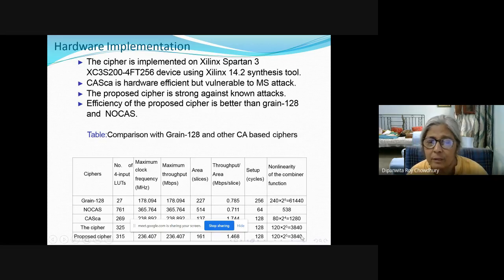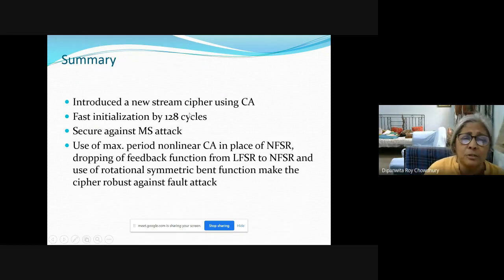Okay. So the summary is that we introduced a new stream cipher design using Cellular Automata. First initialization, 128 cycles, secure against the MS attack. To the best of our knowledge, this is the first time we have applied this. I repeatedly mention this attack because it is mainly for Rule 30 proposed by Wolfram and broken by Willie Meier, another big cryptographer, and Staffelbach. So we must show this for any size of Cellular Automata based design.